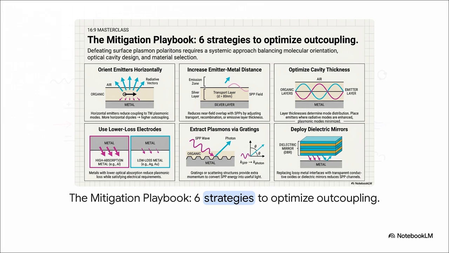It's a systemic approach that balances molecular orientation, optical cavity design, and material selection. We can orient emitters horizontally. We can increase the emitter-metal distance by padding the transport layers. We can optimize the cavity thickness so the radiative modes are actually enhanced exactly where the emitters sit. We can swap out high-absorption metals for lower-loss ones like silver. We can even carve gratings to give the SPP that missing momentum boost we talked about earlier. Or, hey, replace the metal entirely with transparent dielectric mirrors.